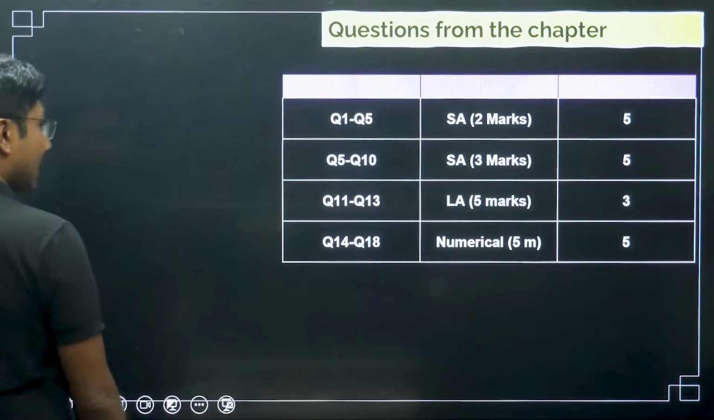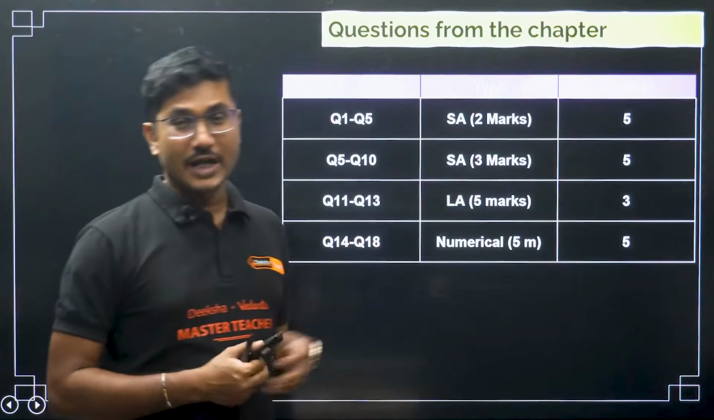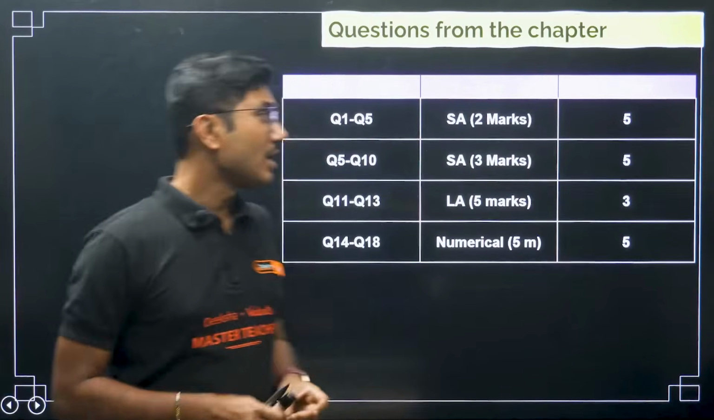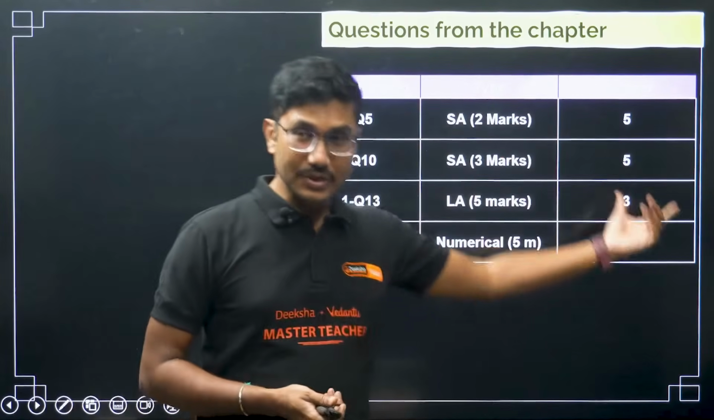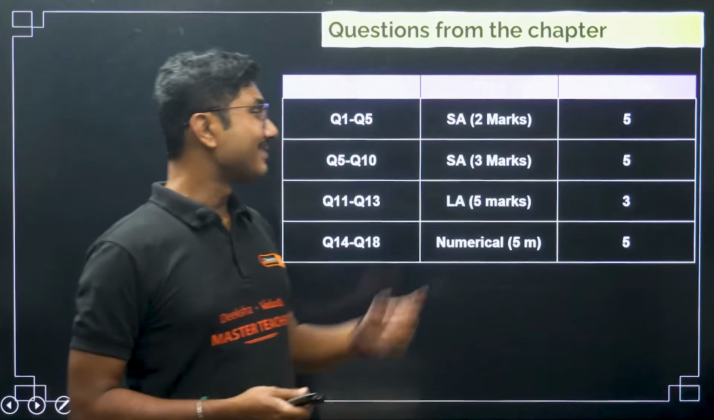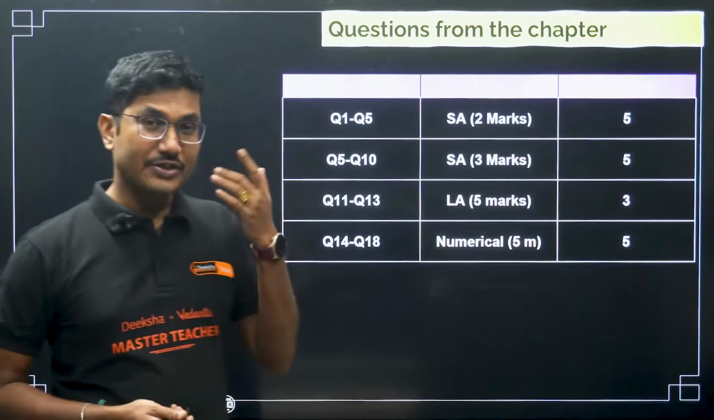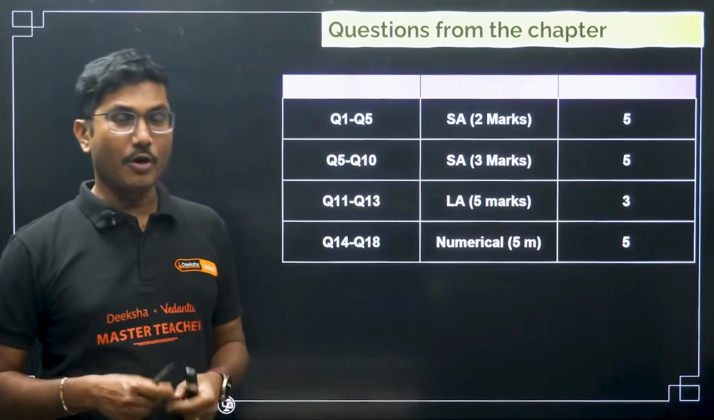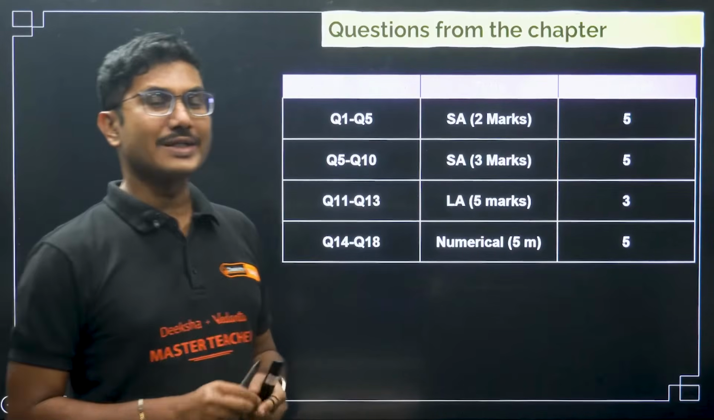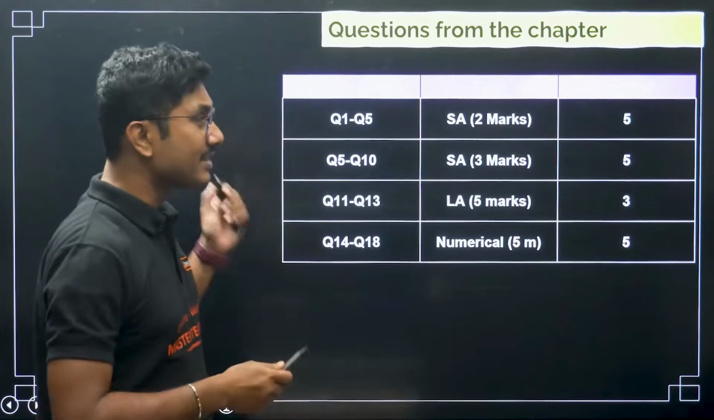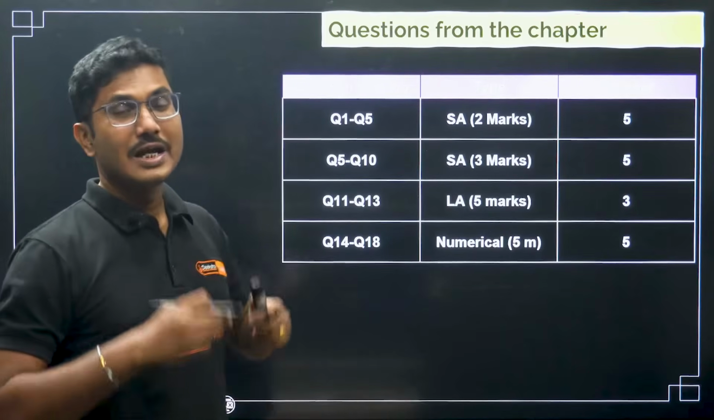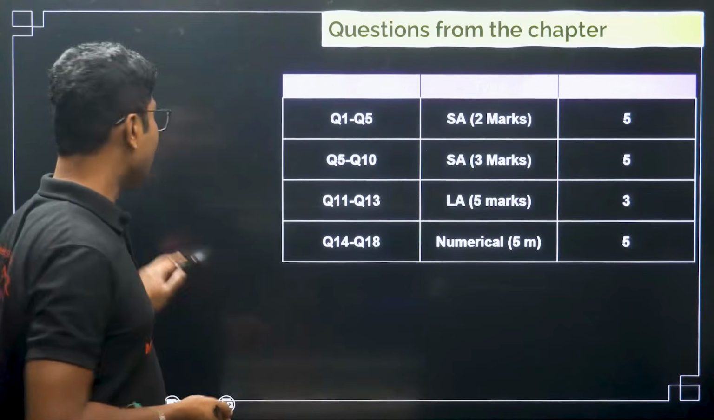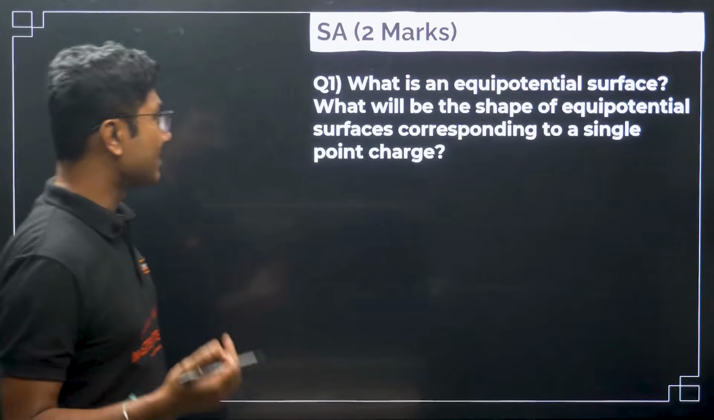Now let's start. First, let us look into the questions that we are going to discuss. We are going to discuss 5 2-marker questions. We will also be discussing 5 3-marker questions. We will be discussing 3 long answer type questions including derivations, and 5 numerical questions, very important. So don't go anywhere. If you want to succeed in your midterm exam, then this chapter is very essential because it's a high weighted chapter. All the questions are very important from this chapter. Without any delay, let's start with the first question.